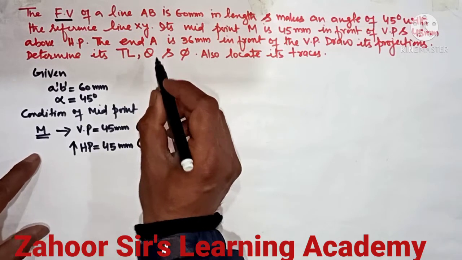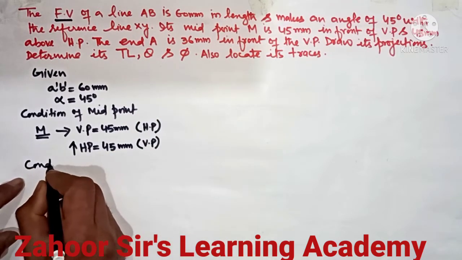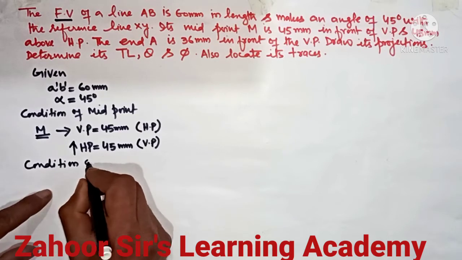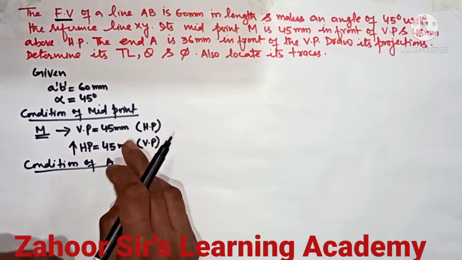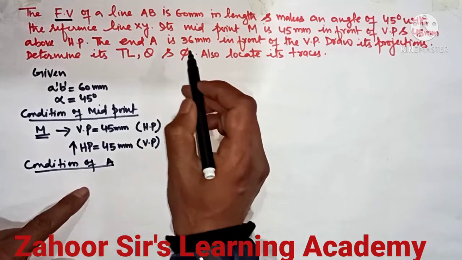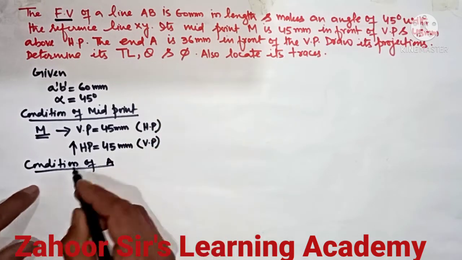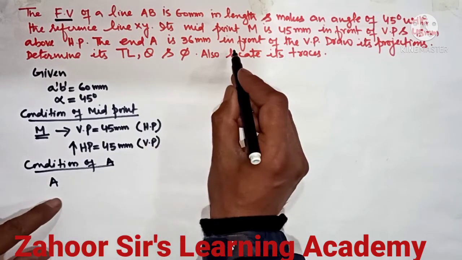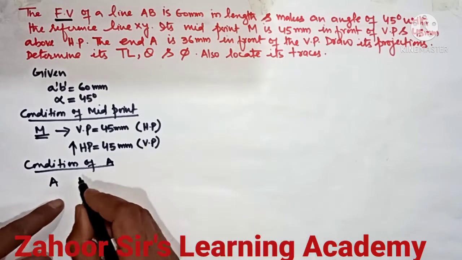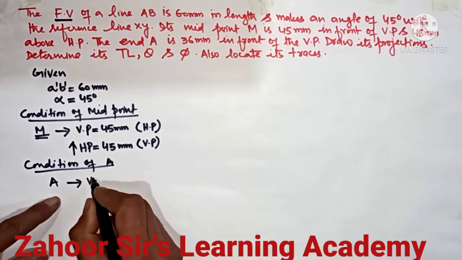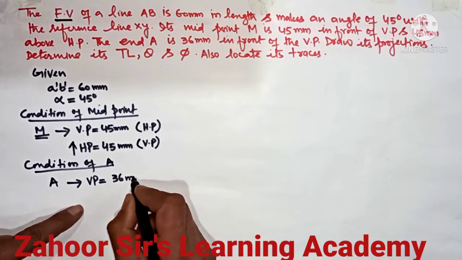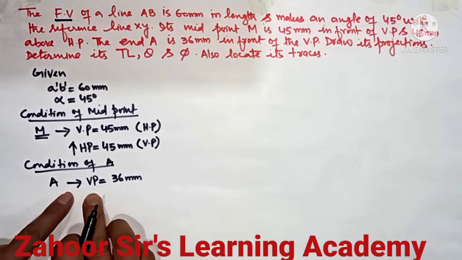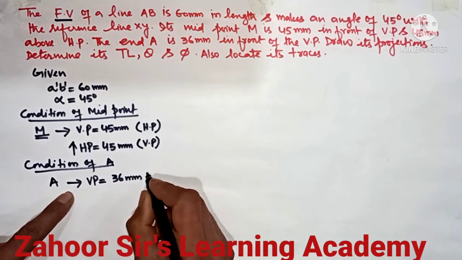Now condition 2 is given, that is the condition for A. So these are the two important conditions which are given in the question. What is that? A is 36 mm in front of VP. So something which is in front of VP can be seen in the top view, that is HP.